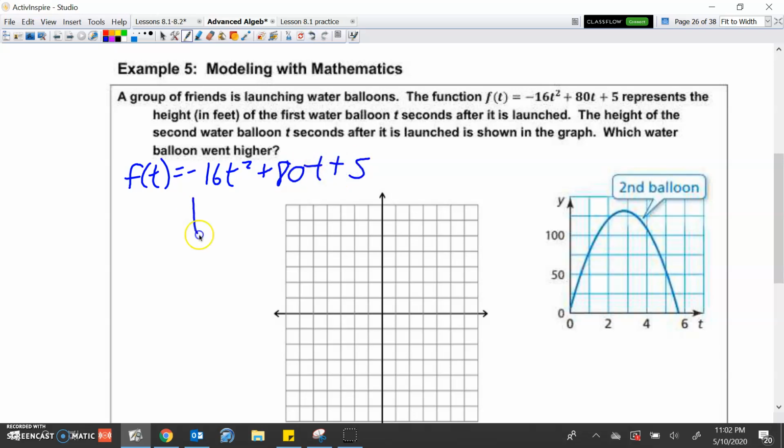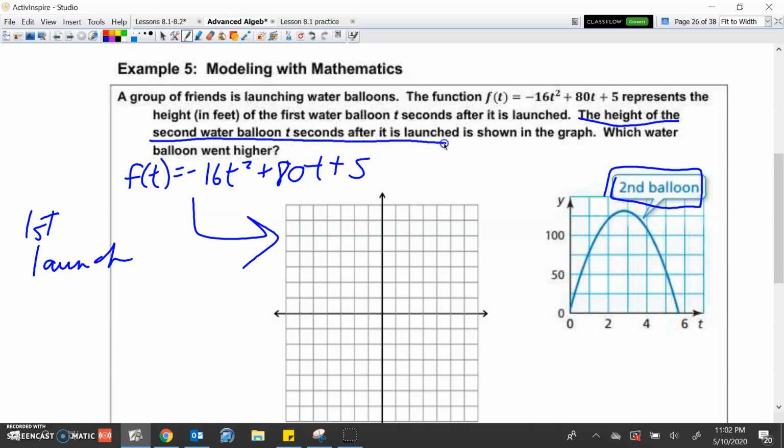All right, so this graph is going to represent that function. This is our first launch, okay, the first water balloon launch. Now this is going to be the second water balloon launch, as they have marked here, and it tells us that the height of the second water balloon, t seconds after it's launched, is shown in the graph. So t is our seconds, and this is our height in feet. Okay, the question is, which water balloon goes higher?